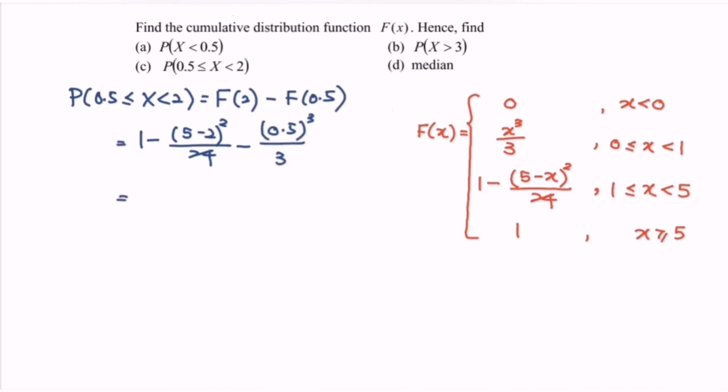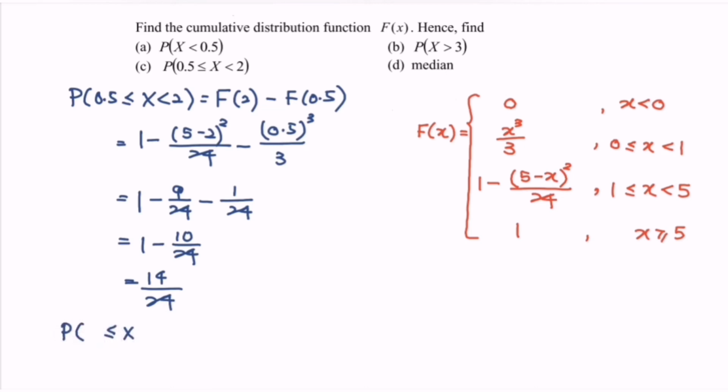Simplify the situation. 1 minus (5 minus 2). So we have 3 squared, where we have 9 over 24. Minus with the situation, 1 over 2 cube, where we have 1 over 24. So 1 minus 10 over 24. So the answer will be 14 over 24. Finally, the probability that x is greater than or equal to 0.5 and less than 2 will be 7 over 12.